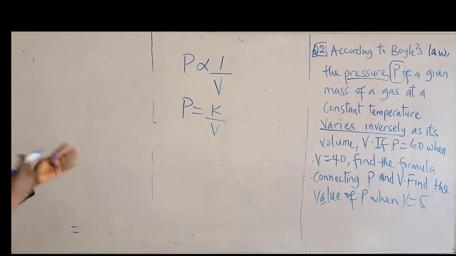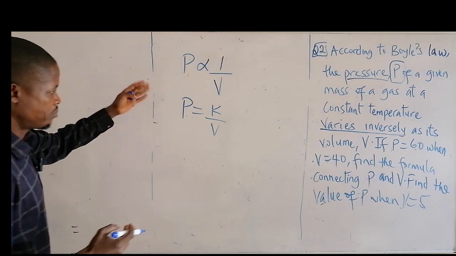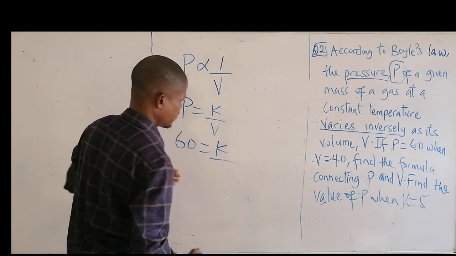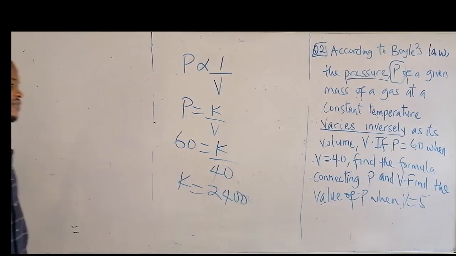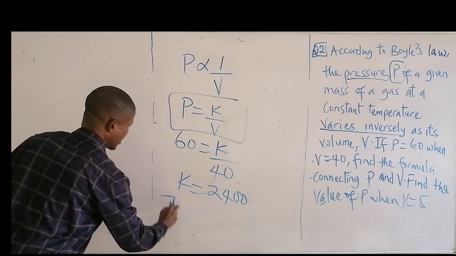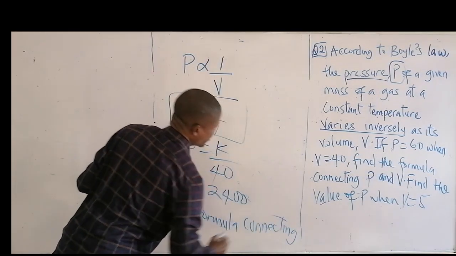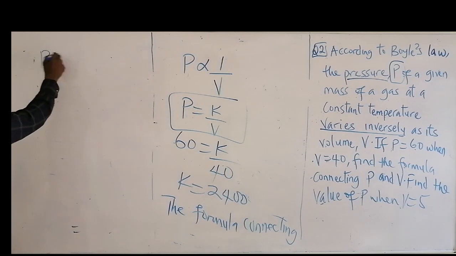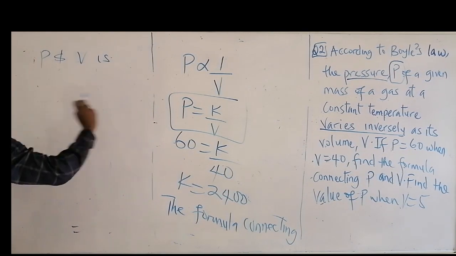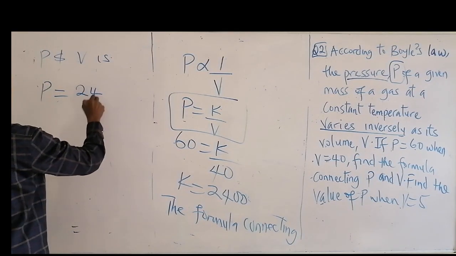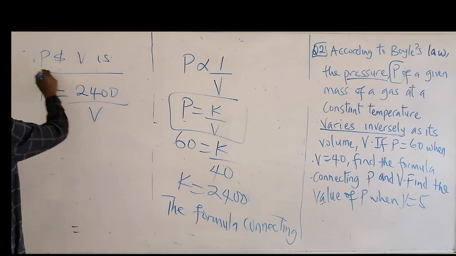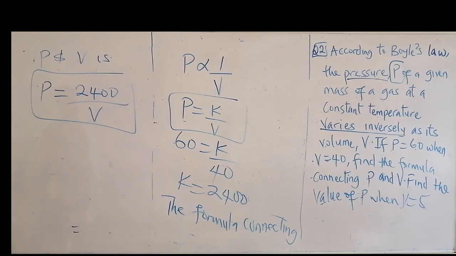So let's do the substitution now. P is 60 and volume is 40. So K is 2400. So that's the value of K. The formula connecting P and V: P is equal to K, which is 2400, over V. So that's the formula connecting P, the pressure, and the volume.